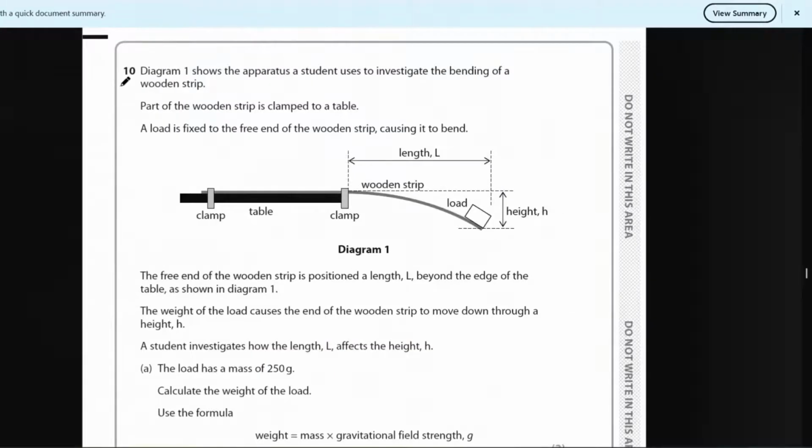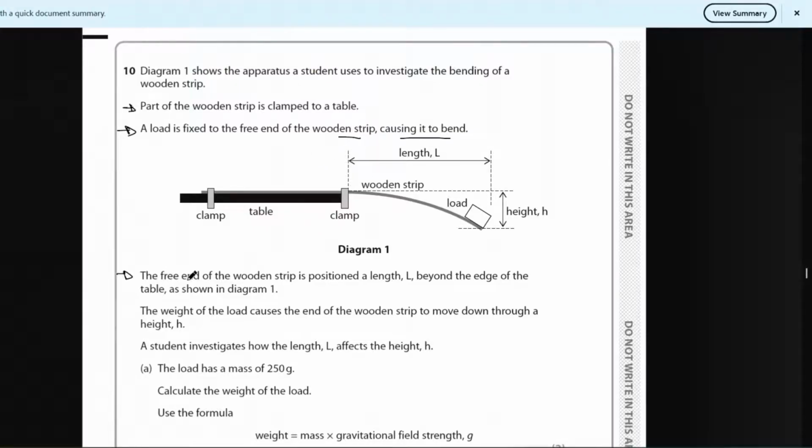Okay, let's look at question 10. Diagram 1 shows the apparatus a student uses to investigate the bending of a wooden strip. So we can see this is a table. We can see the wooden strip that is bent here. Part of the wooden strip is clamped to a table. A load is fixed to the free end of the wooden strip. Yes, there's a load at the free end, and this load causes it to bend.